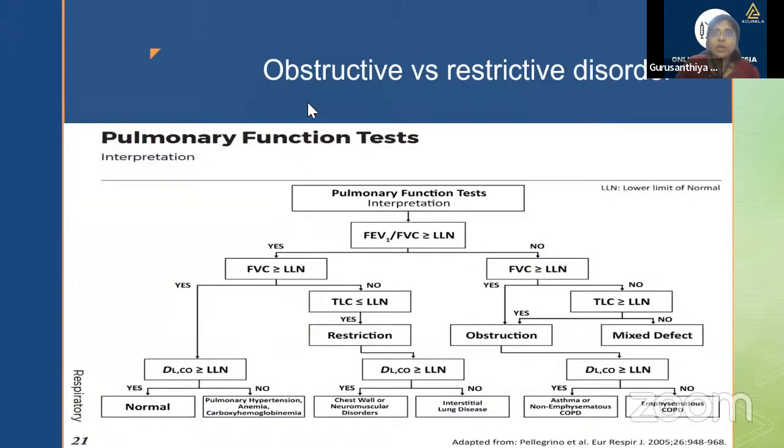They will ask you about how to differentiate between the obstructive disorder and the restrictive disorder. This also was explained in detail. Please go through the previous lecture and find out how these are made and write it elaborately to the point.